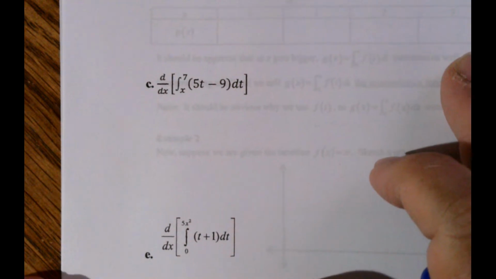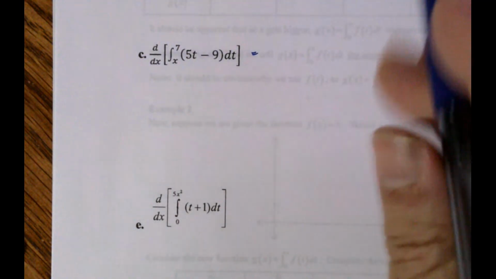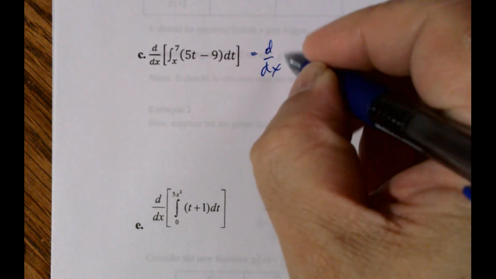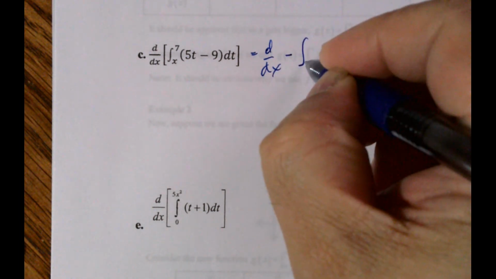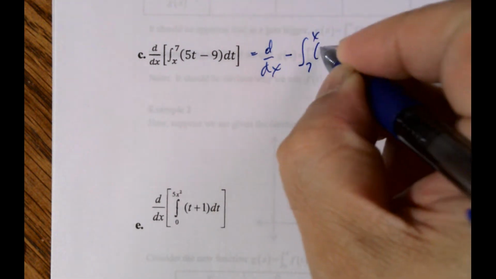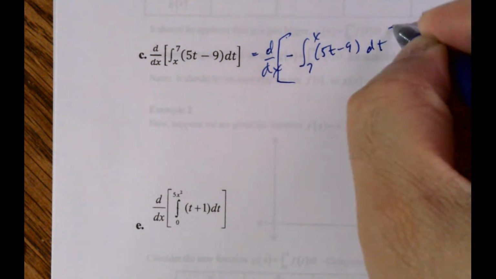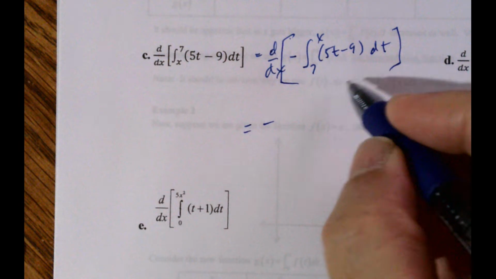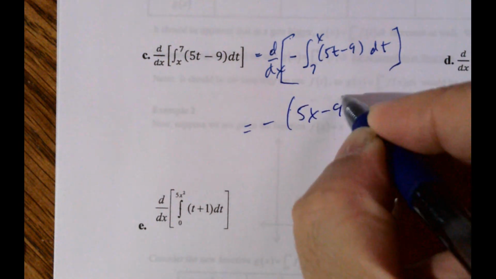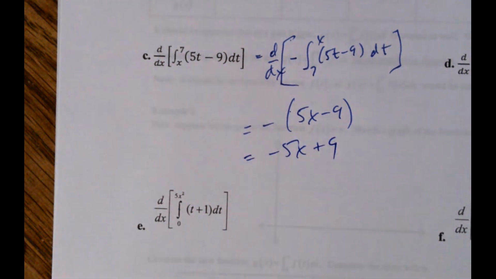C, okay, so note the way they wrote it. They want the variable to be on top. So I'm going to flip it. So it's d dx of the opposite, because I'm switching it, so the variable's on top. So put x and then 7, and then 5t minus 9. And that's the derivative I want. So now it's negative of 5x minus 9. That's it. So that's negative 5x plus 9. And yes, don't worry about the 7. Don't worry about the bottom number.